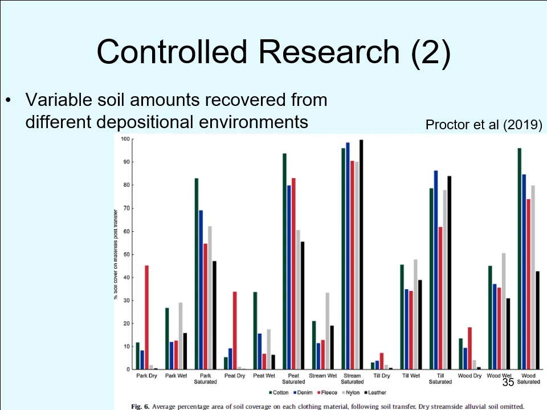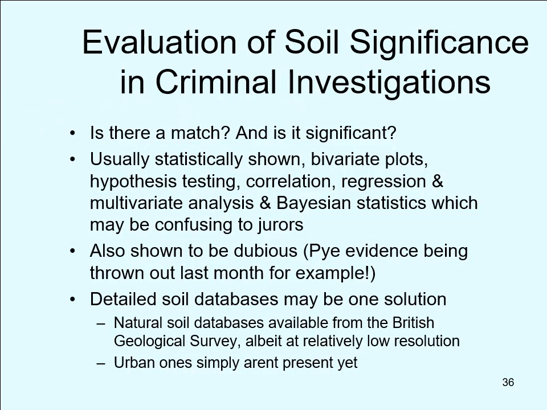Certainly fleece looks quite good in the park, for example. Cotton looks generally good most places other than the park, dry park, I guess. So again, it's trying to work out what sort of types to try and concentrate on. And certainly when you're thinking about soil, you need to be thinking about, well, is there a match? Is it easy? Is it difficult?